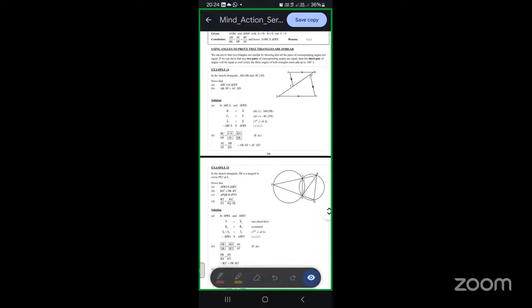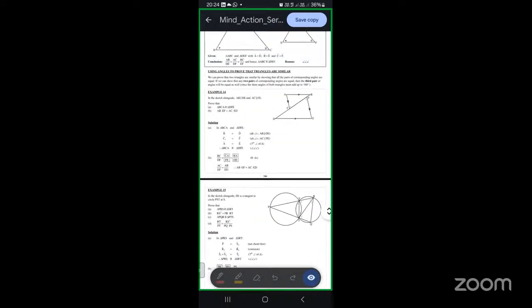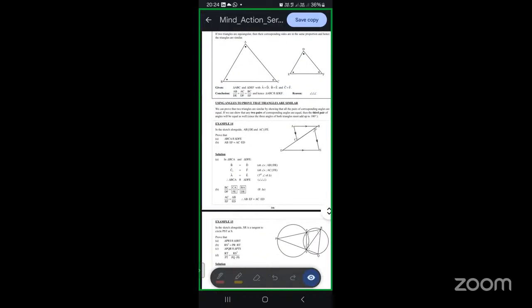Now, example 15. In the sketch alongside, SR is a tangent to the circle PTS at S. Prove that triangle PRS is similar to triangle SRT.